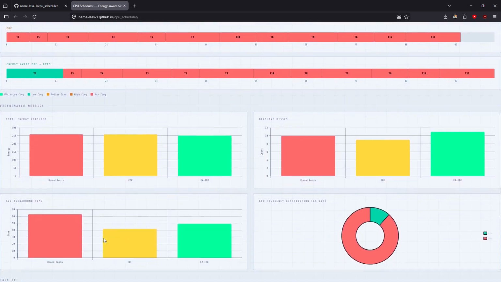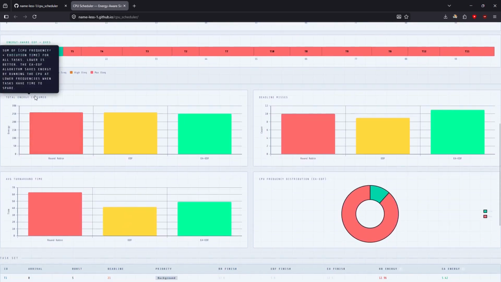Total energy consumed here. So this is a key metric. You can see round robin is the highest, EDF is better, but energy aware EDF is slightly lower. That's DVFS doing its job, running tasks at reduced frequency whenever possible.